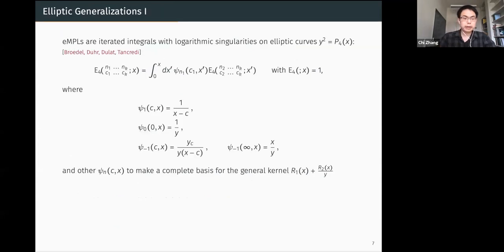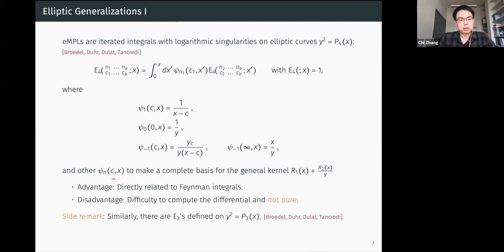So to generalize the polylog to the elliptic polylog, one way is to include the elliptic curve directly in the integration kernel. Here, without loss of generality, we consider an elliptic curve given by a quartic equation. On this elliptic curve, we need infinitely many integration kernels to make a complete basis. Here we only list 4 of them, which are relevant to the double box integral. With this definition of integration kernels, it's natural to introduce the so-called E4 functions. The advantage of these E4 functions is that they are directly related to the computation of Feynman integrals, but it's hard to compute their differential due to the appearance of the elliptic curve. And more importantly, these functions are not pure. So usually they are just an intermediate step of the computation.